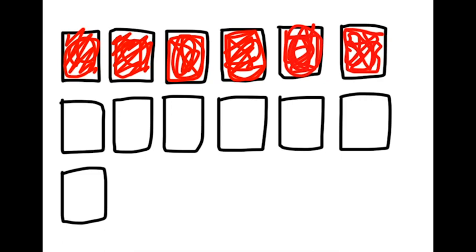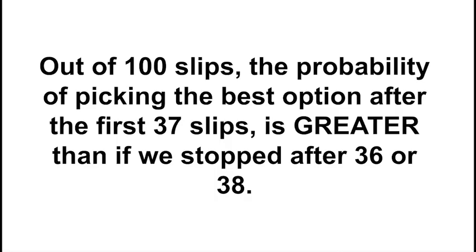If R was one number greater, R plus 1, we'd stop rejecting too late, and we'd also have a lower probability of picking B. For instance, out of 100 slips, the probability of picking the best option out of the first 37 slips is greater than if we stopped after 36 or 38. Let's solve for each of these equations.